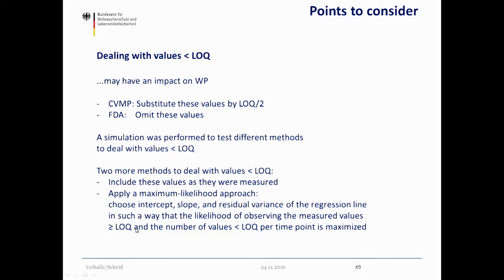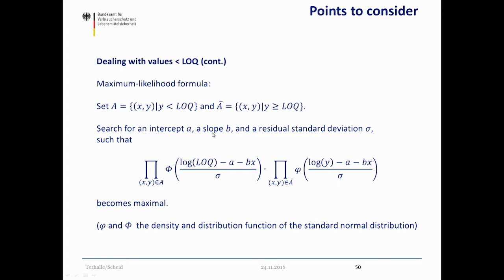higher than the limit of quantification and the number of values lower than the limit of quantification per time point is maximized. So this is, in words, complicated. This is the equation for the maximum likelihood. So I will skip this.